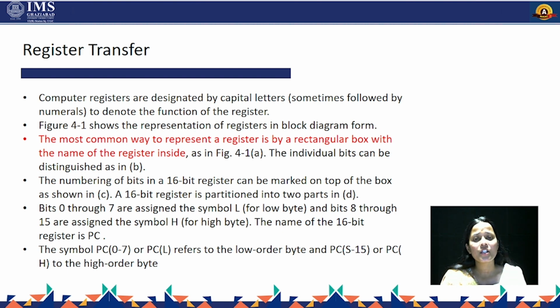Now the next representation of the register is that the registers are always represented in a rectangular box, as I have already highlighted, and the name of the register is written inside the register. We can also divide a 16-bit register into 2 parts, that is from 0 to 7 and from 8 to 15. If we are dividing the 16-bit register in 2 parts, the 2 parts will be named low order bytes and higher order bytes. Low order means 0 to 7 and higher order means 8 to 15. So this is how we represent.